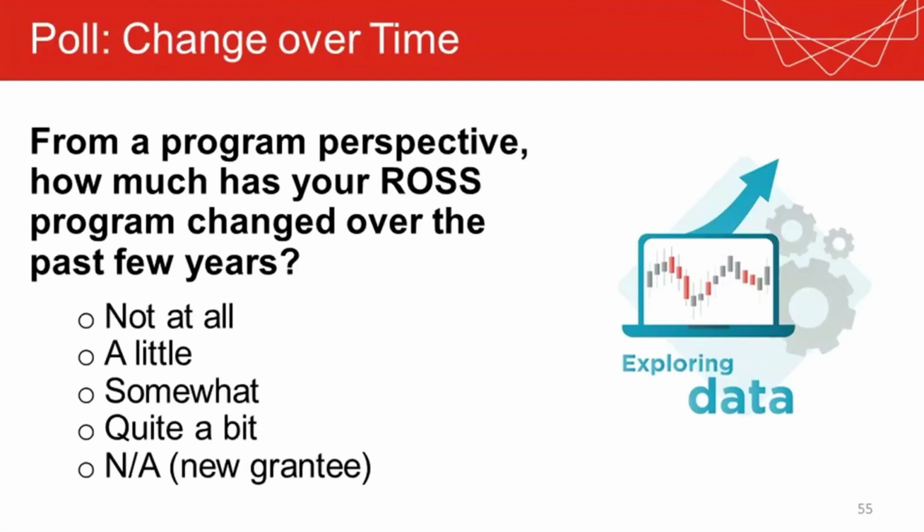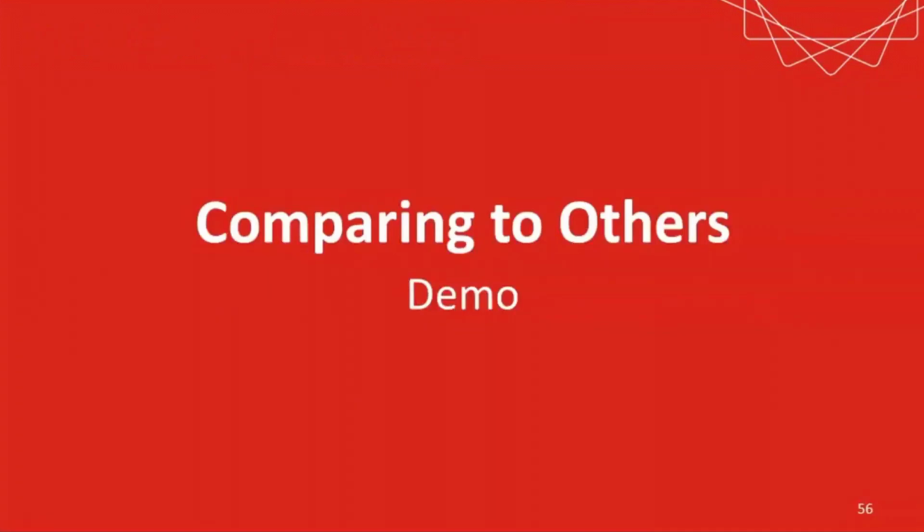All right, let's move on to our next advanced performance metric, comparisons to others. Now, this can be important because it's a way to put your program's performance in context. You can understand how you're doing relative to other grantees like you. You can identify relative areas of strength, or maybe you can identify areas where you might ask others about their strategies to improve.